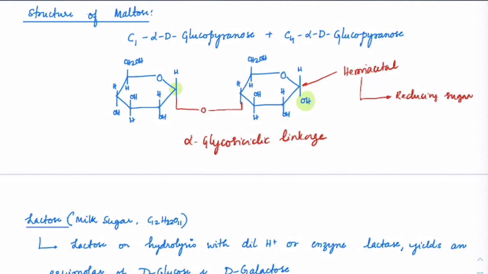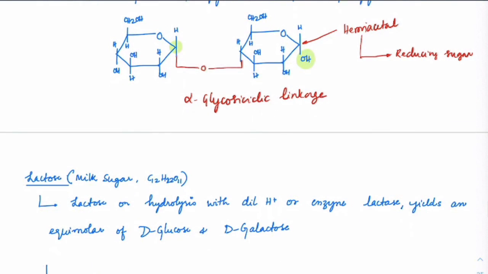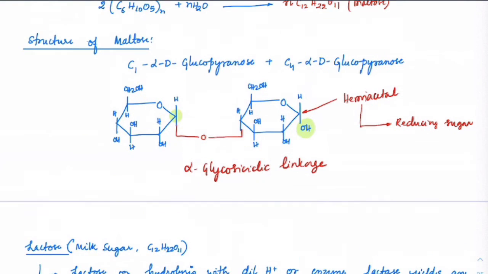Advanced questions of this type have come. You will be given 4-5 structures, and you are supposed to find out which of the following are reducing or non-reducing sugars. So what you will do is check the hemiacetal bonds. If even one hemiacetal bond is present, it is a reducing sugar. If all of them are acetal forms, then it is a non-reducing sugar. I guess all of you got that. So maltose is a link between C1 and C4 of alpha glucose.